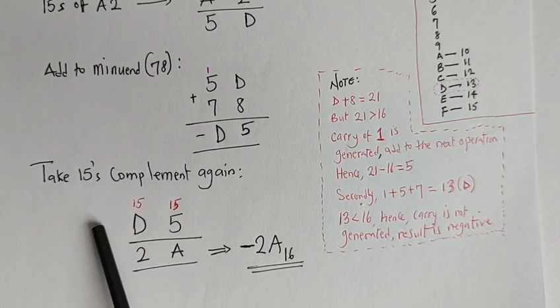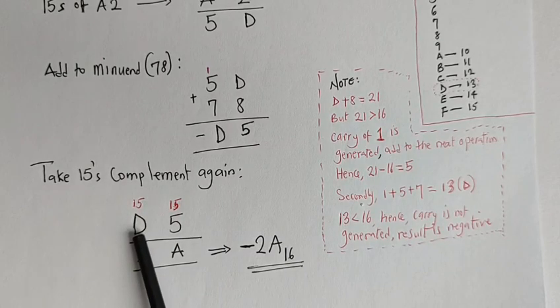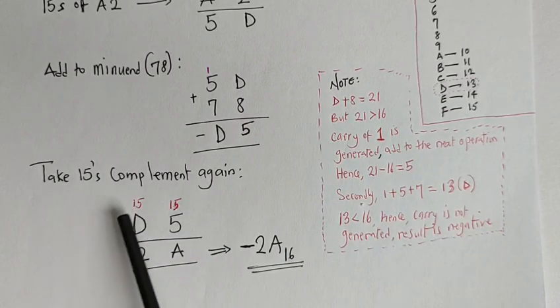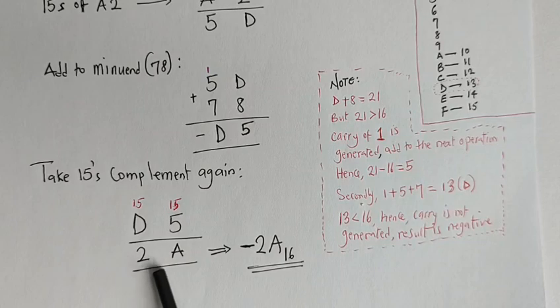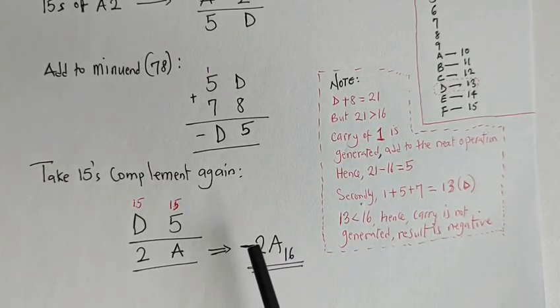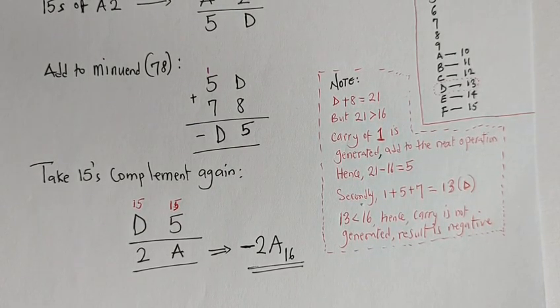So move over to the next operation. We say 15 minus D. Now D we know is 13. So 15 minus 13 is going to be 2. Don't forget that the result is negative. So we're going to have minus 2A base 16. So this is the result. If you've gotten to this part, it means you have gained significant knowledge in 15th complement subtraction, considering subtracting a large value from a small value.